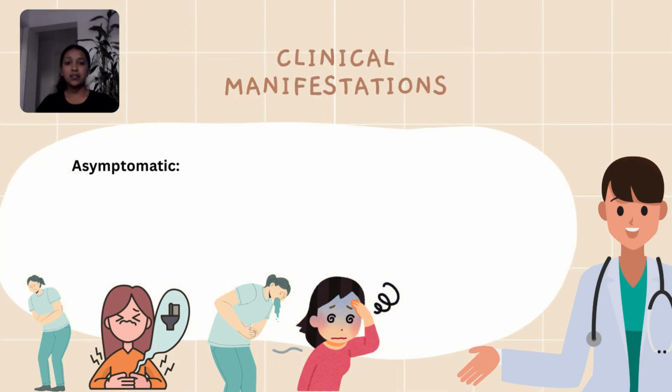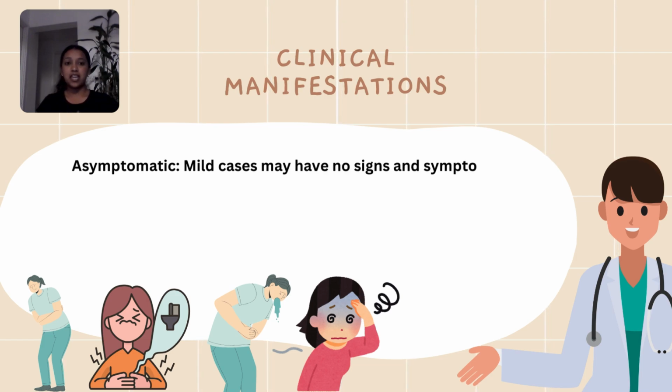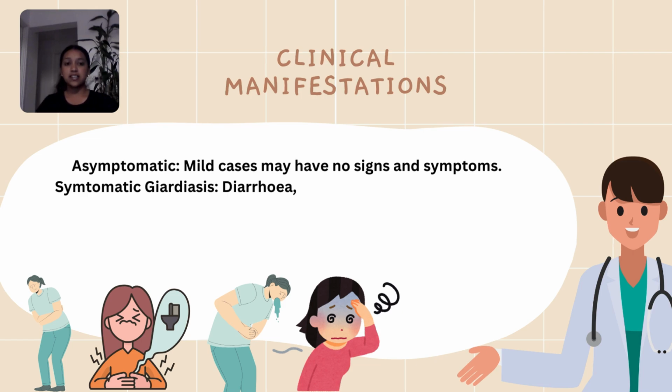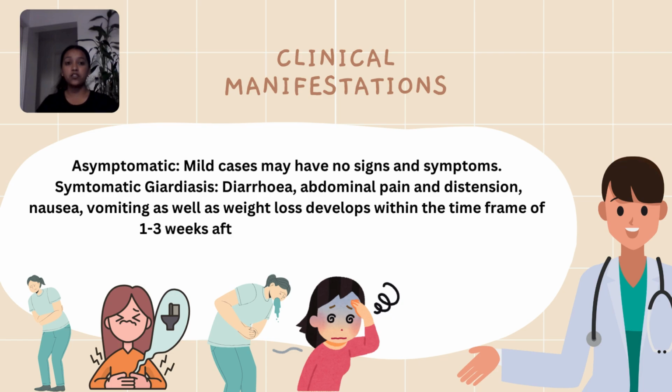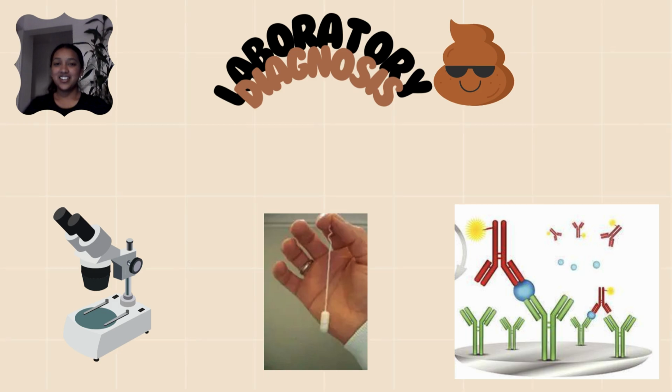Furthermore, on the clinical manifestation, 50% of the time it is an asymptomatic case, meaning that there are no signs or symptoms presented that could indicate a Giardia infection. However, when symptoms are present, it could be diarrhea, abdominal pain and distension, nausea, vomiting, as well as weight loss due to the malabsorption of nutrients. And the incubation time for these symptoms is approximately 1 to 3 weeks.